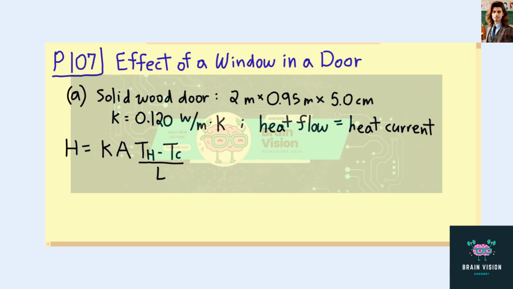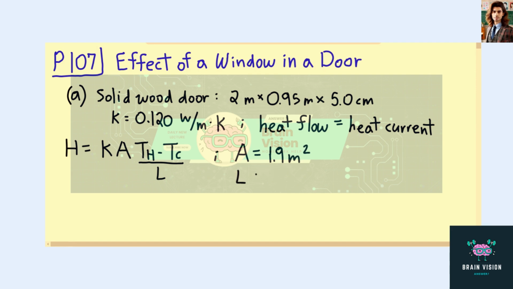Okay, so the thing I want to keep in mind is what are A and L, because we already have what K is. We know the hot temperature is 20 Celsius and the cold temperature is minus 8 Celsius. So A is just the area of the door, which is 2 meters times 0.95 meters, the length times the height of the door. So that's just going to be 1.9 meters squared.